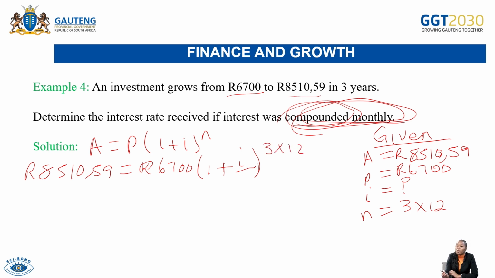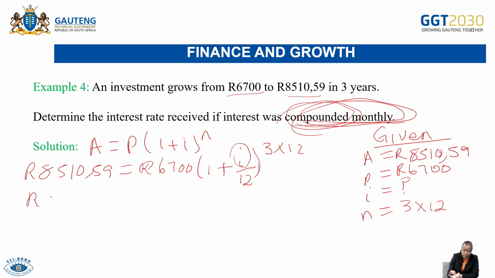Don't forget, when we have a different compounding period, now the compounding period is monthly. So it means your I needs to be divided by 12 as well. Okay, so from here, we need to solve for our I. So how are we going to solve for the I? First things first, we need to get rid of everything that we are not looking for, right?